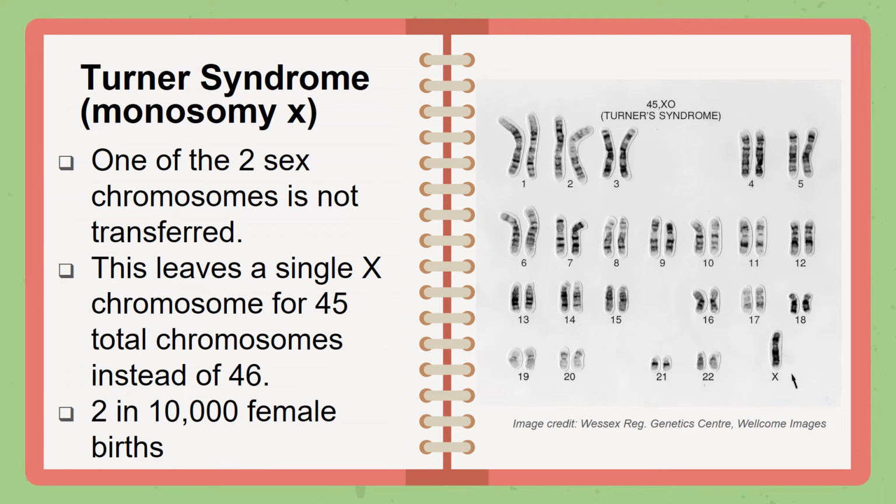Next is Turner syndrome or monosomy X. One of the two sex chromosomes is not transferred. This leaves a single X chromosome for 45 total chromosomes instead of 46. So this happens in 2 in 10,000 female births.